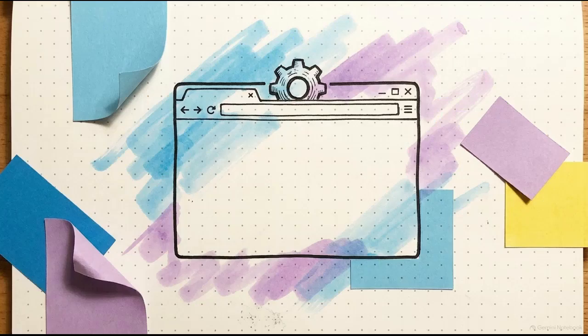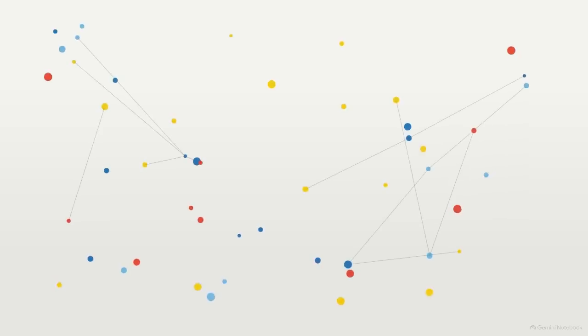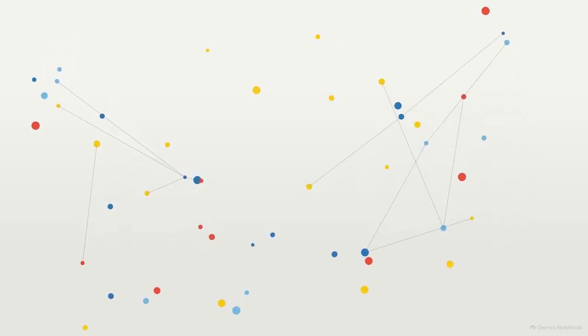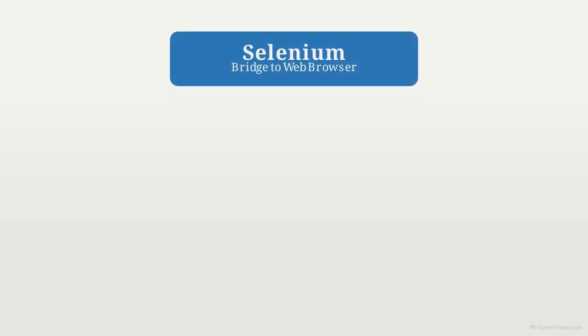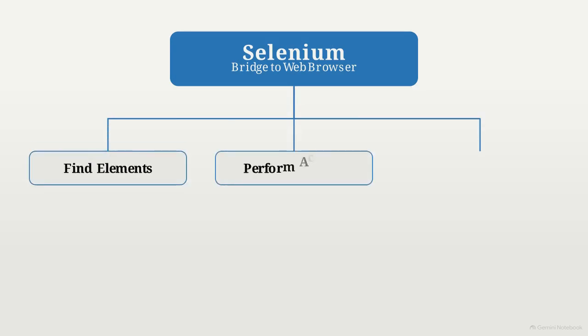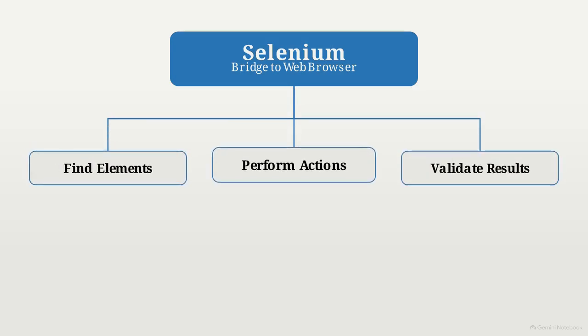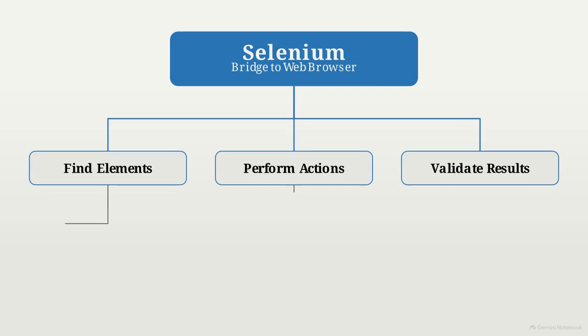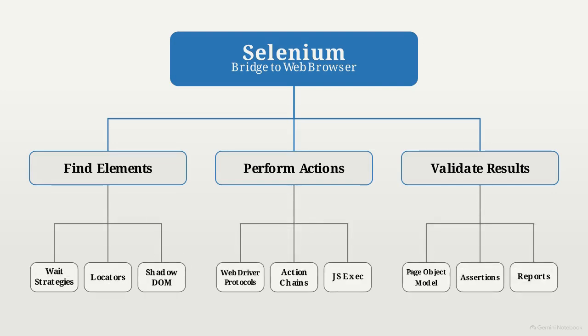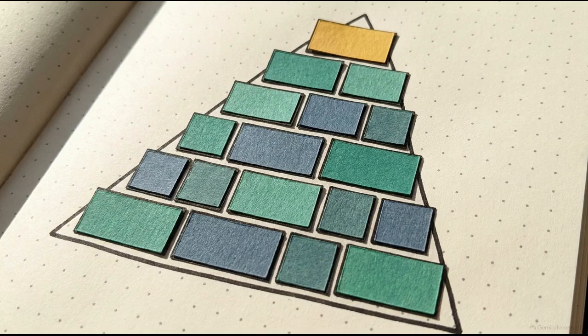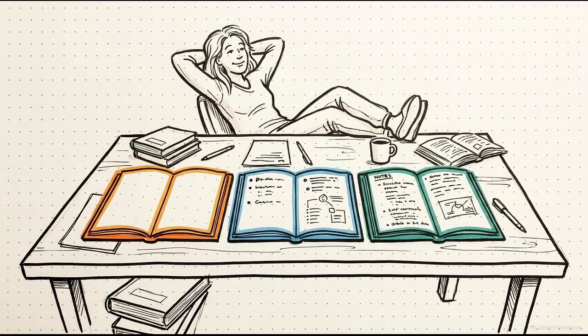Take Selenium, a tool for web automation. It involves dozens of moving parts, but it becomes manageable when you break it into layers. At the highest level, Selenium is a bridge to a web browser. The next layer is the workflow: finding elements, performing actions, and checking results. Only then do you explore technical mechanics like WebDriver protocols or the page object model. Because these complex mechanics are attached to a structure you already understand, they feel lighter. You aren't trying to process them in a vacuum.